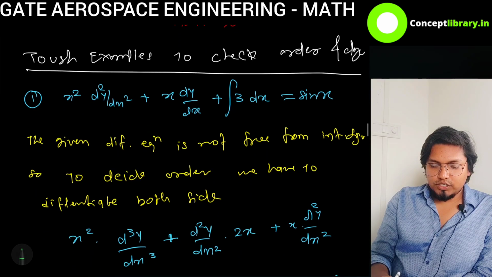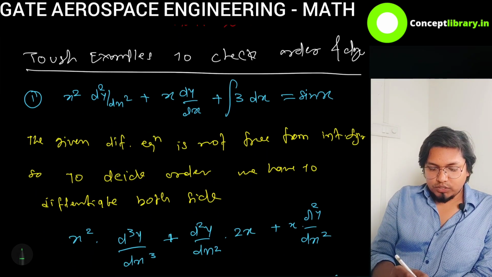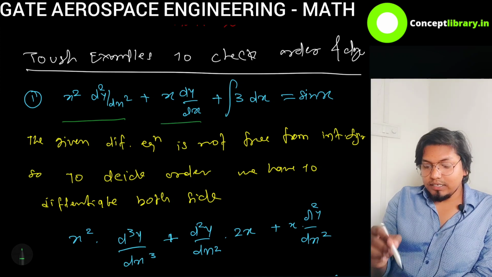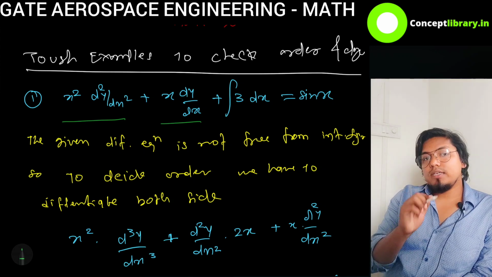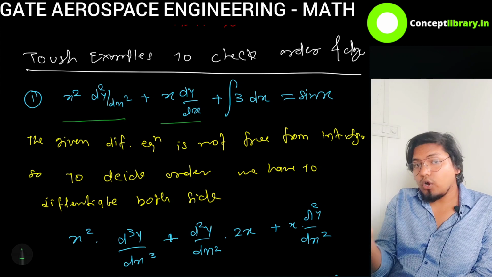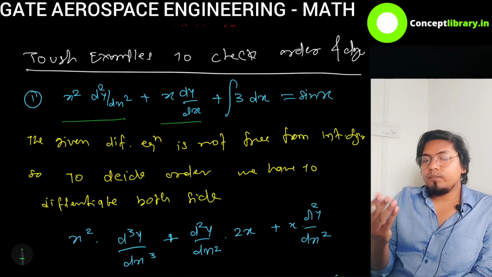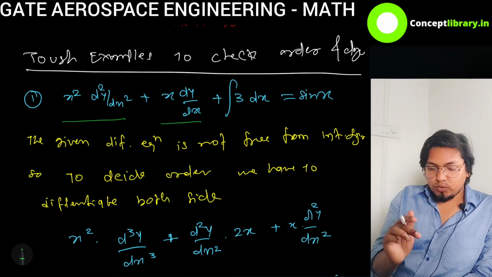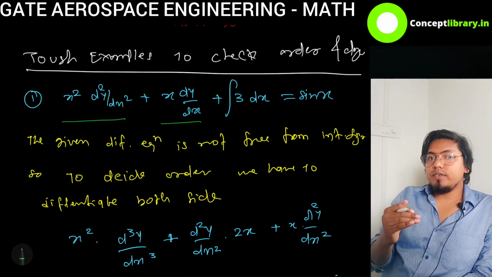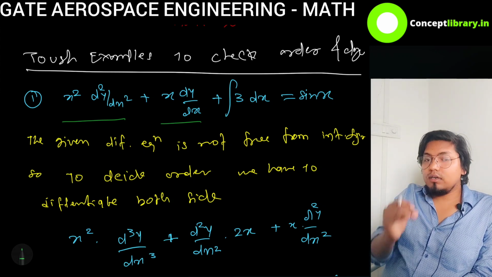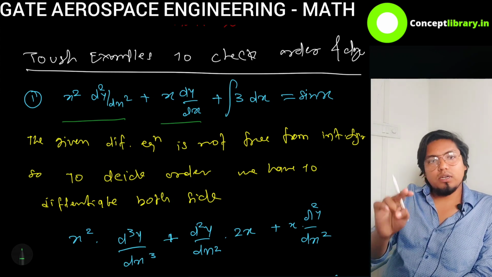Now tougher examples where we will check for order and degree. Suppose I have taken x square d2y by dx square plus x dy by dx plus integration 3 dx is equal to sin x. So guys, when these kinds of tough questions come, with integration, log, sine, cos, or radicals like root in the equation, then your job is first to remove them. Here you differentiate the equation so that the integration sign goes off, and then in whatever answer comes, you judge your order and degree.